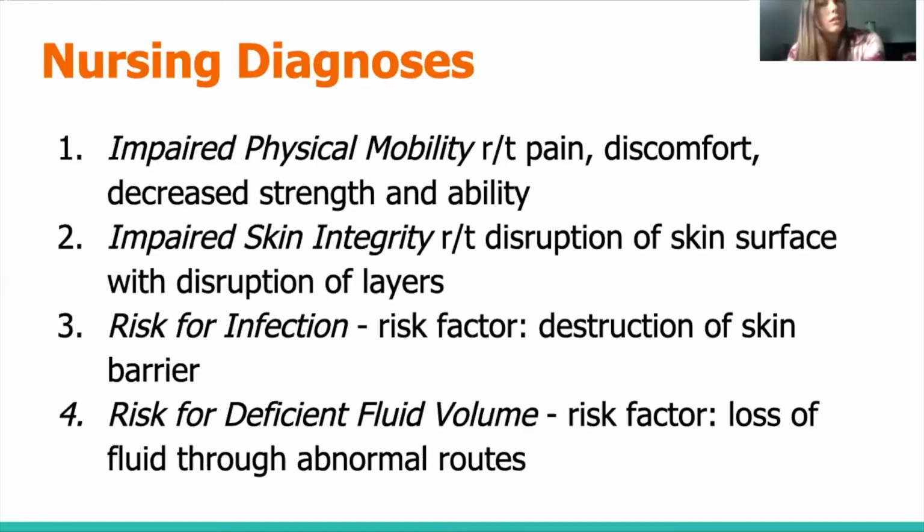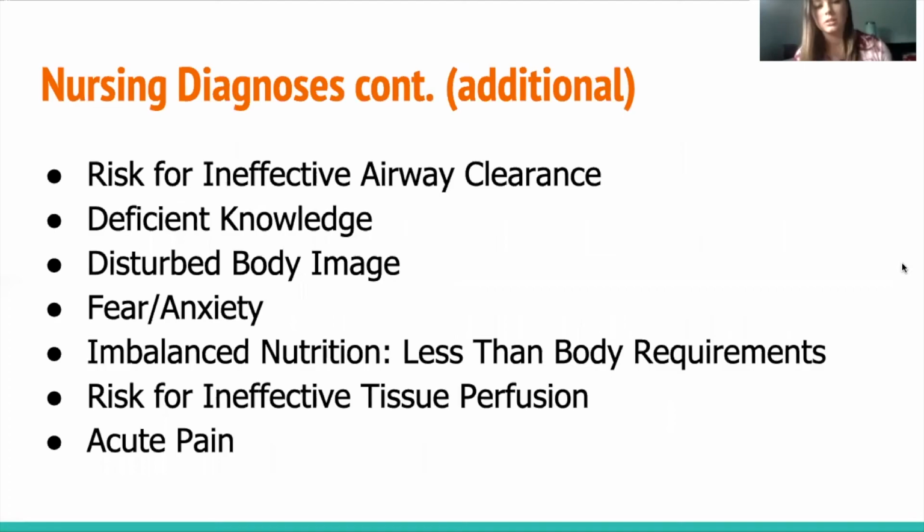And then the next one is risk for deficient fluid volume. The risk factor here would be the loss of fluid through abnormal routes. That would be the third spacing that's going on. And I have some more on the next slide too.